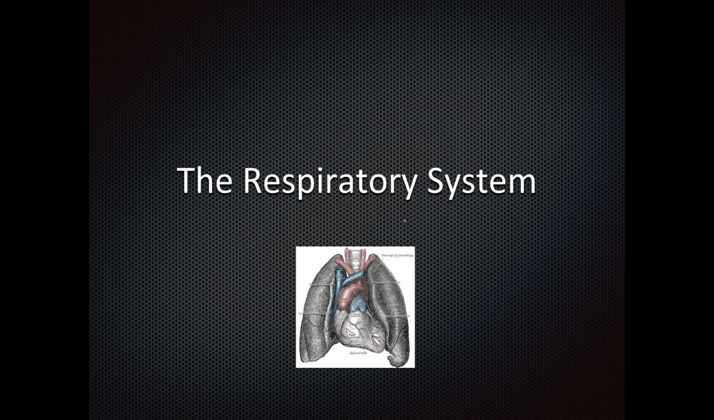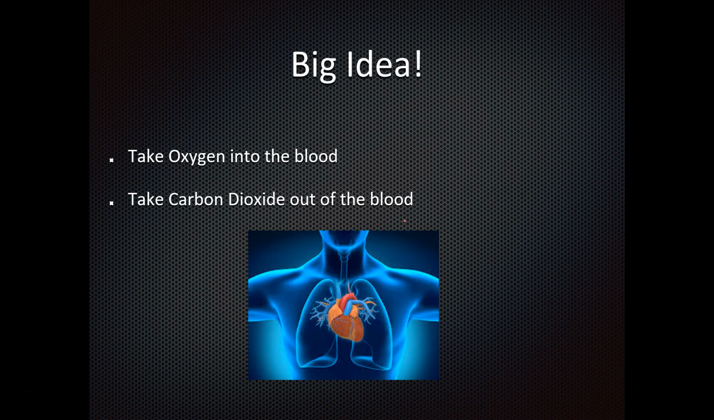Just like I said for the digestive system, the big idea is to put molecules into your blood from the food that you eat. The big idea for respiratory is to put oxygen into your blood. We want that oxygen to go in our blood, and we want the carbon dioxide to leave our blood. We want that to be taken out, okay? So that's the big idea.